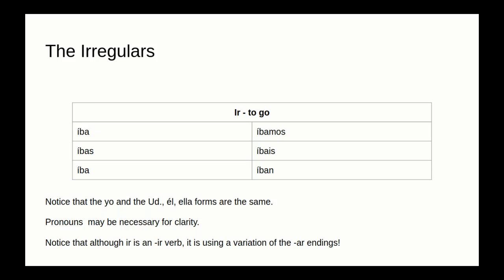Notice that the IR verb, ir, looks like it's using the AR endings. Well, remember we saw that before in the present tense with ir. Voy, vas, va, vamos, van. And that's probably because at one time there were 2 different verbs in Spanish which meant to go. One was an IR and one was an AR, and they merged together. This is again evidence that that merger took place.